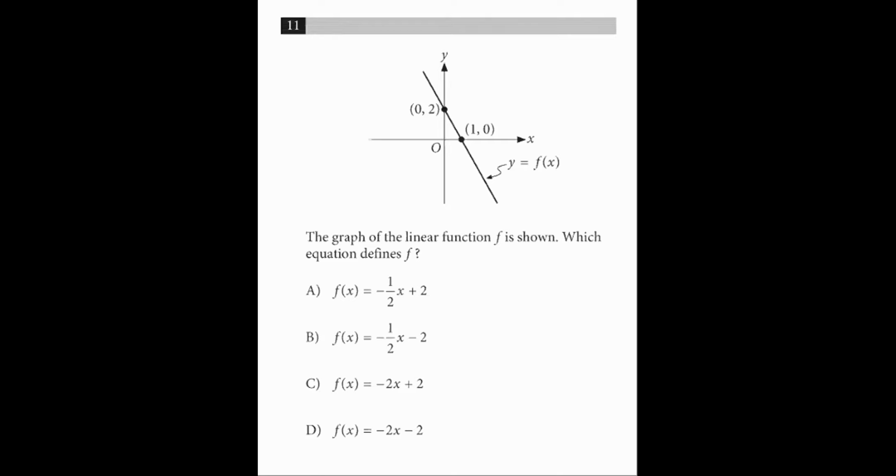Okay, so question 11. We're given a linear function, which equation defines f? Well, we have the y-intercept as +2, so not -2, and not -2, +2. And then as x increases by 1, y decreases by 2, so the slope is -2, so the correct answer is C. Okay, question 12.